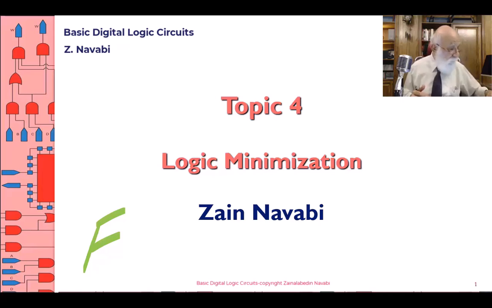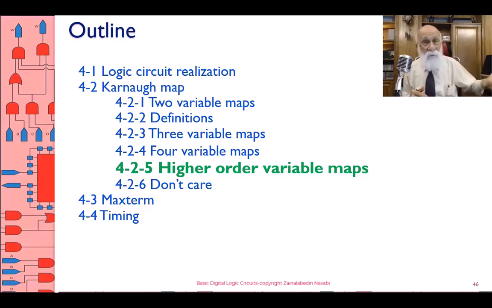Okay, higher order maps means 4, then 5, 6, 7, and then where do we stop? Where can't we continue?